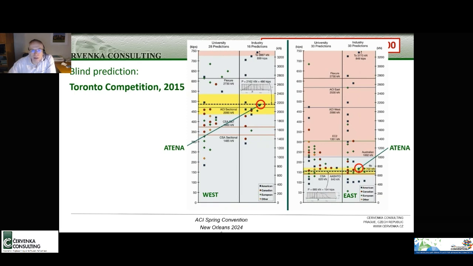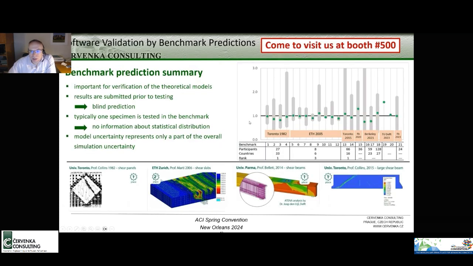We have to understand that concrete is quite a heterogeneous material, so typically we know that we can predict to around 10 to 20% accuracy. Here we see some results from other competitions, other blind predictions. All of these were blind competitions. That means we were making the analysis before knowing the experimental result.